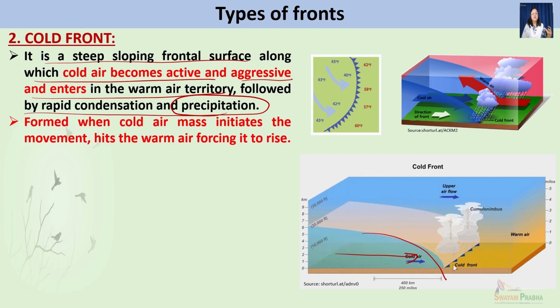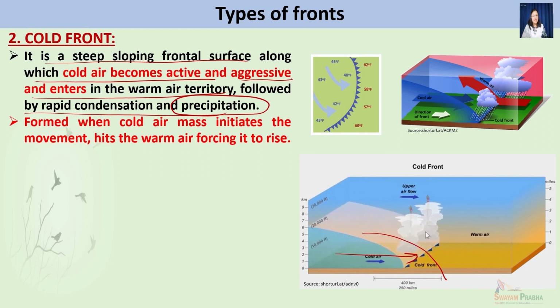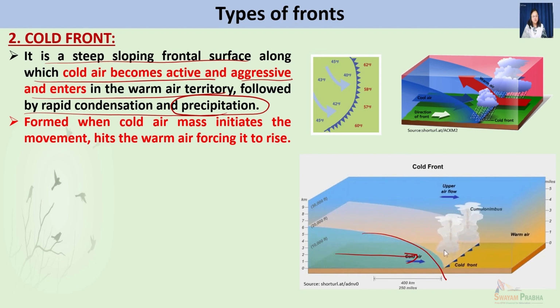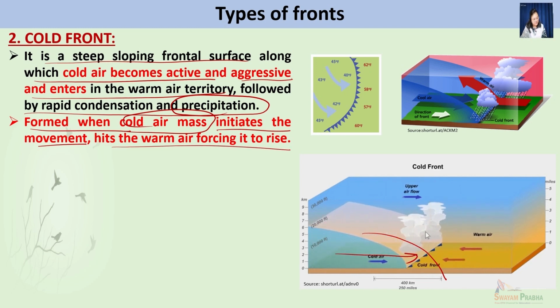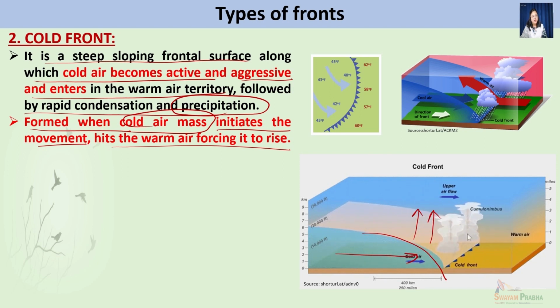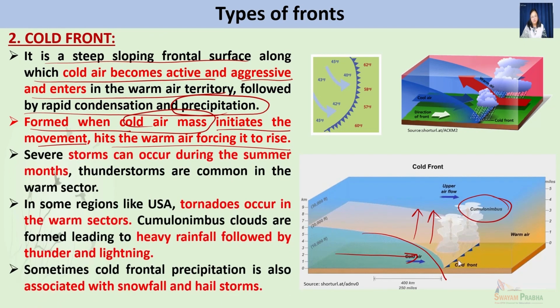So along this frontal surface, because the warm air is quickly lifted, what happens? It leads to sudden condensation and precipitation occurs. It is formed when the cold air mass initiates the movement. So the initiation of the movement is coming from the cold air mass instead of the warm air mass, and it hits the warm air, forcing it to rise up. As you can see in this diagram also, the warm air is rising along the cold frontal zone, leading to the formation of cumulonimbus clouds.